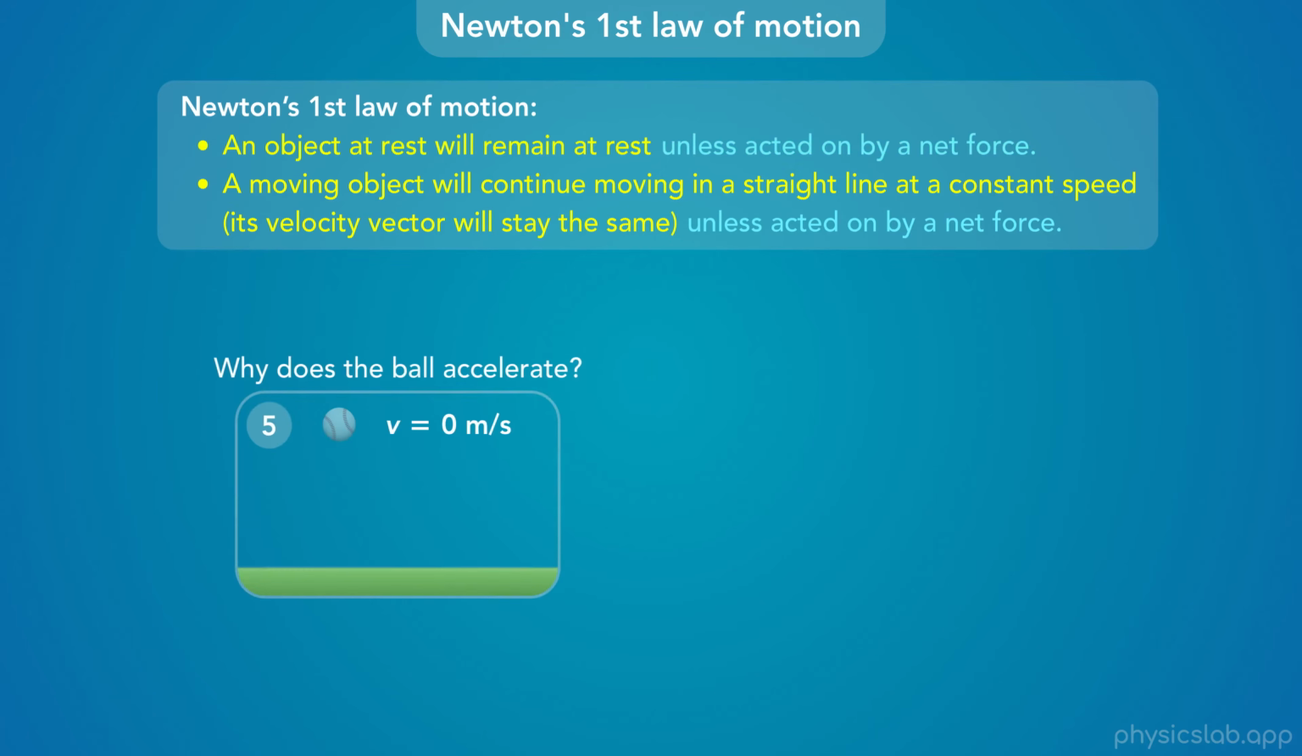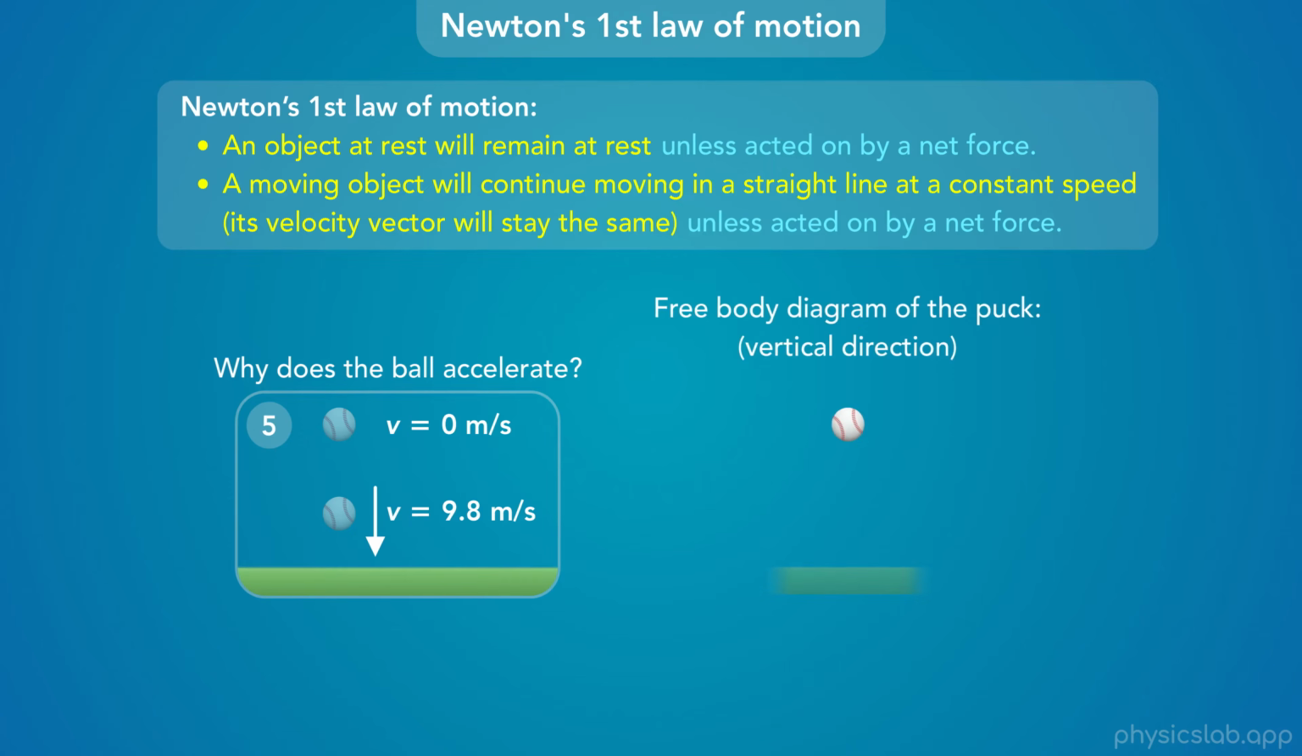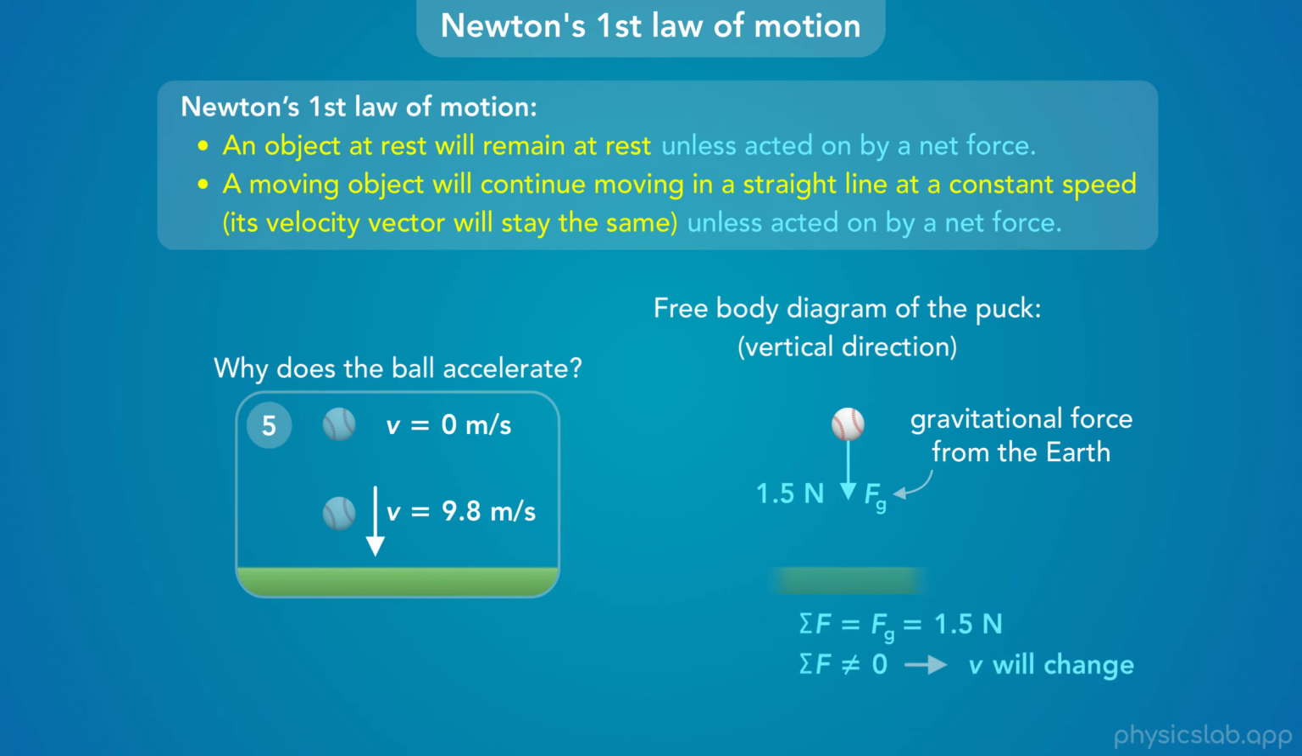In the next scenario, why does the ball accelerate downwards? If the speed is changing, Newton's first law says that there must be a net force acting on the ball. And it turns out that the only force is a downwards gravitational force from the Earth, if we ignore air resistance. For a baseball, that force is about 1.5 newtons. So the net force on the ball is 1.5 newtons downwards, which causes the ball's velocity to change.